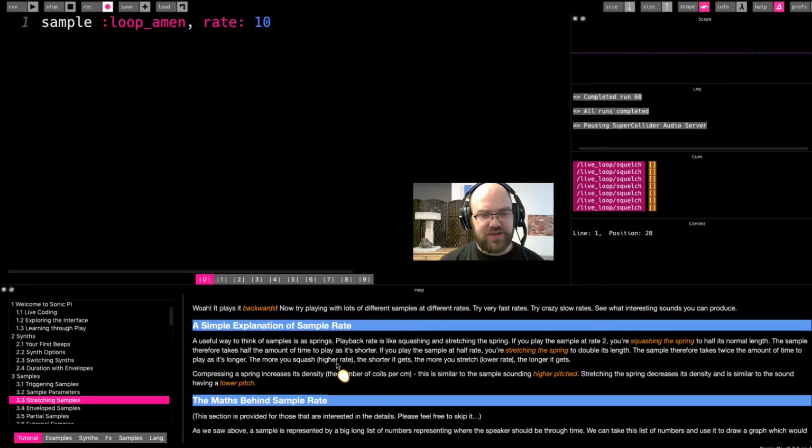The more you squash, higher rate, the shorter it gets. The more you stretch, lower rate, the longer it gets. I'm not sure I like this analogy because springs get tight when you pull them out.